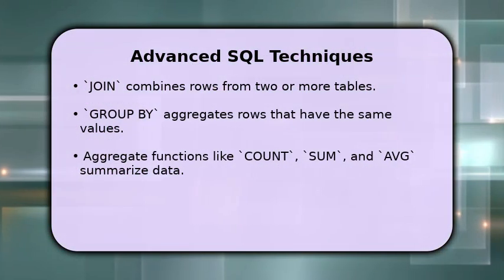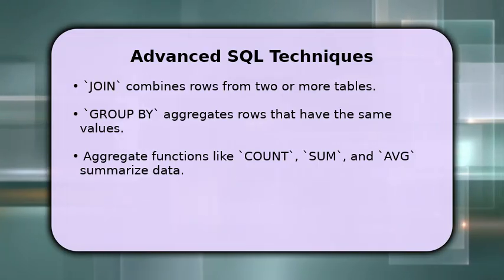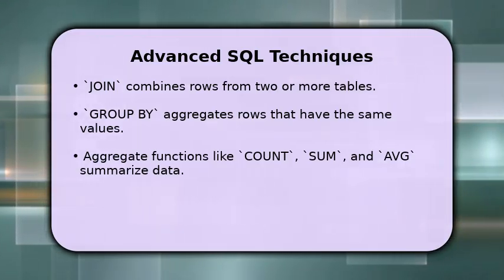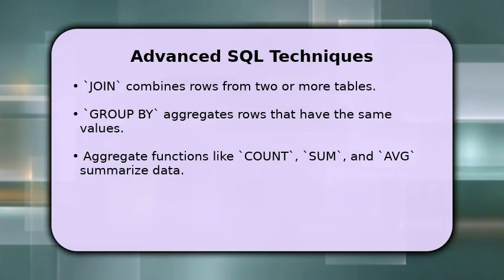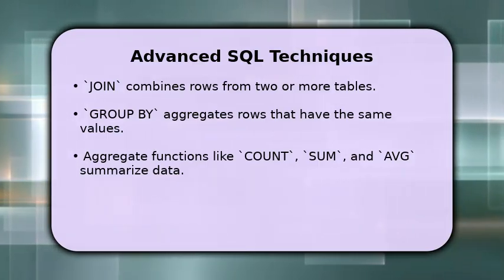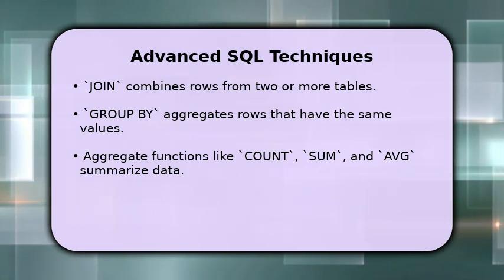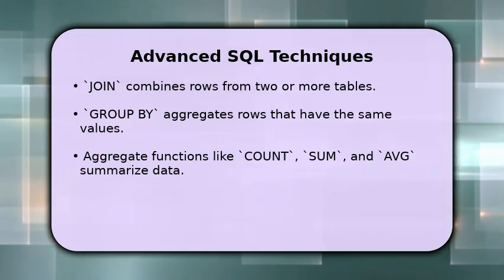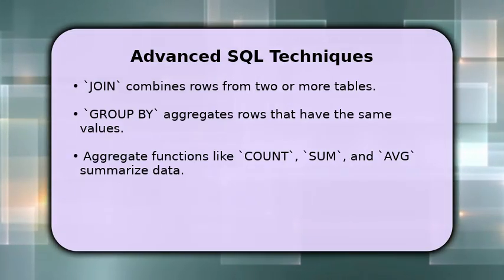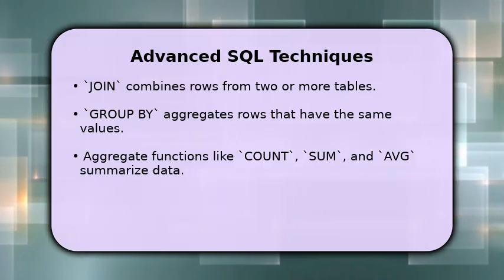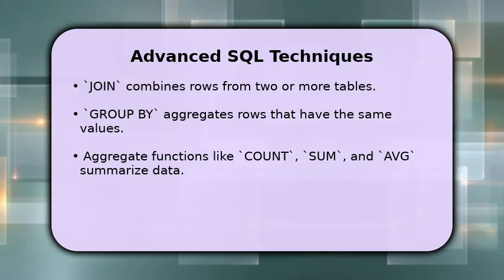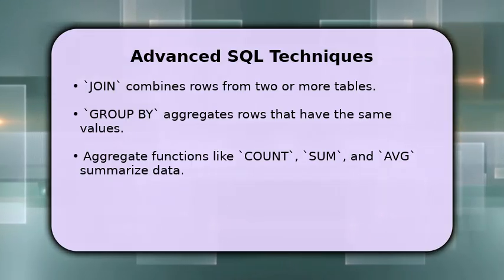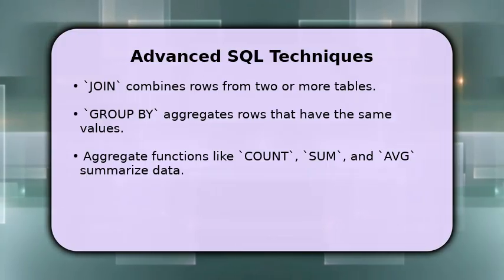For more complex data analysis, SQL offers powerful advanced techniques. Join operations are essential for combining related data from 2 or more tables, creating a comprehensive view. The group by clause allows you to aggregate rows that share common values, enabling summary calculations. Functions like count, sum, and AVG then summarize this grouped data, providing valuable insights. Finally, having filters these aggregated groups based on specific conditions, giving you even finer control over your analytical results. These features unlock deeper data understanding.